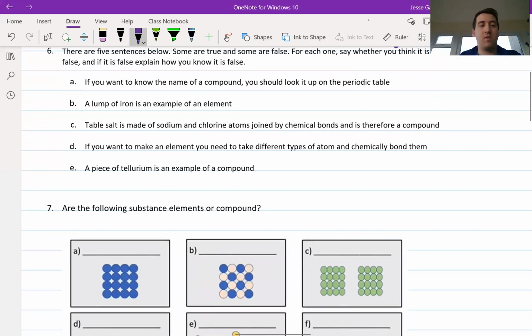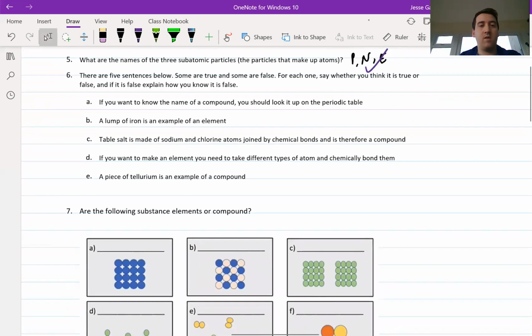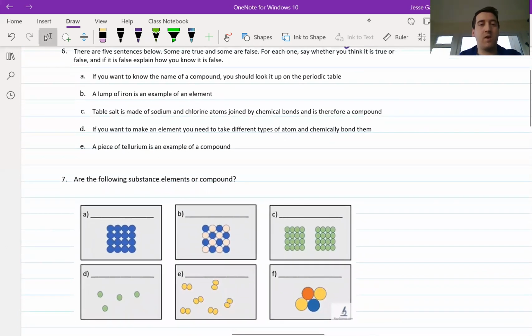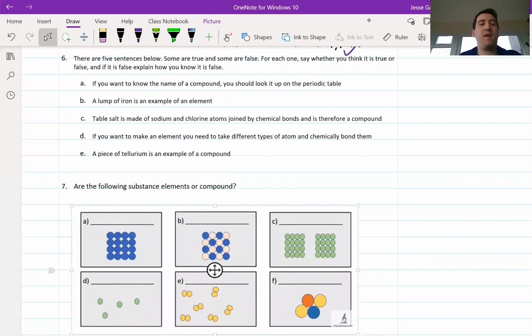Okay, a couple more questions for you to do now. I'm going to hide numbers 1 to 5, so you've got questions 6 and 7 to do. Question 6, let me just show you how it's done, and then I'll get you to pause it and do the questions. It says there are 5 sentences below. Some are true and some are false. All you have to do for each one is say whether you think it's true or false.